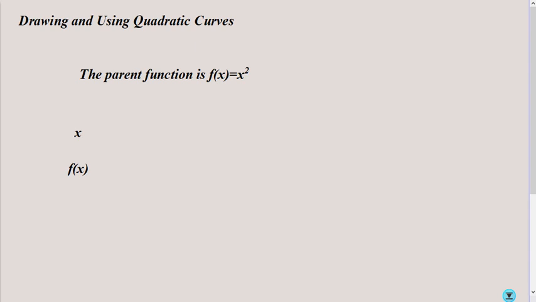Let's revisit how we draw and use quadratic curves. The simplest quadratic function, the parent function, is f of x equals x squared. If we try to plot this function and take some values of x, let's say starting at -2 and ending at 2, f of x, which is x squared, equals 4 in this case. -1 squared is 1, 0 squared is 0, 1 squared is 1, and 2 squared is 4.